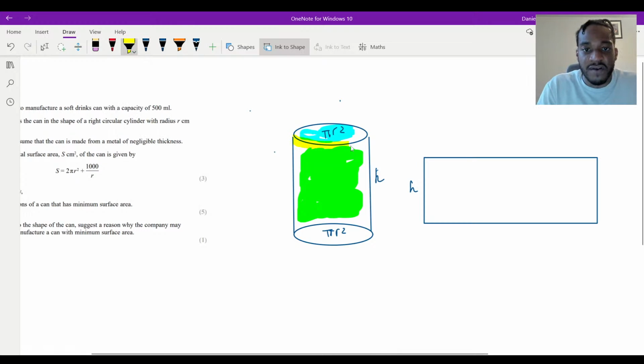No, it's going to be this part around like that. And that's just the circumference, which is just 2 pi r. So we could just say that the dimensions of this is going to be 2 pi r. So the area is just going to be 2 pi r h, isn't it?